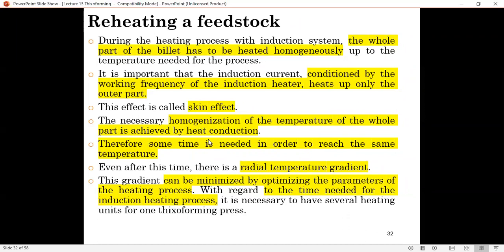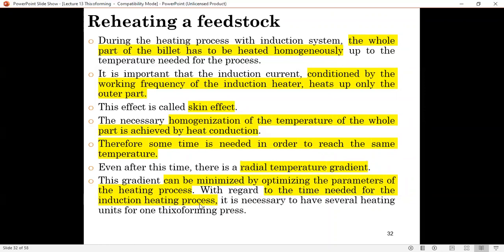The induction current heats the outside, but it takes time for the heat to flow by conduction to the center of the billet. Therefore, time is sometimes needed in order to reach the same temperature at the center of the billet. Even after this time, there's a radial thermal gradient. No matter what, usually you're going to have a thermal gradient between the center and the skin of the billet. It can be minimized by optimizing the temperature of the heating process with regard to the time needed for the induction heating process.